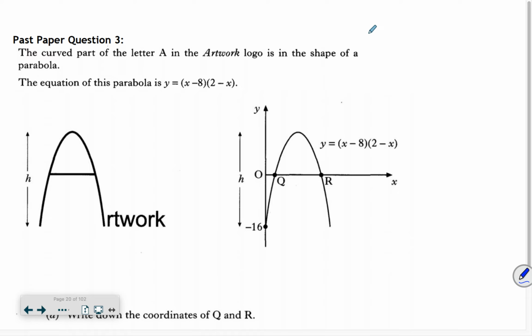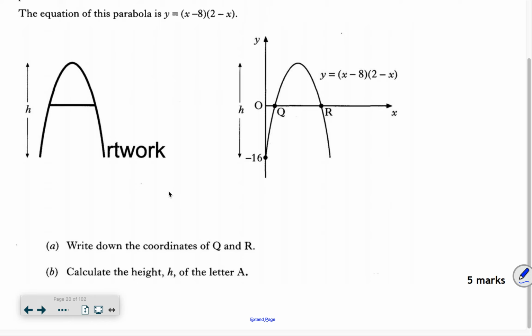Past paper question number 3 now. So it says the curved part of the letter A in the artwork logo is in the shape of a parabola. The equation of this parabola is y = (x − 8)(2 − x). And I want to write down the coordinates of Q and R.